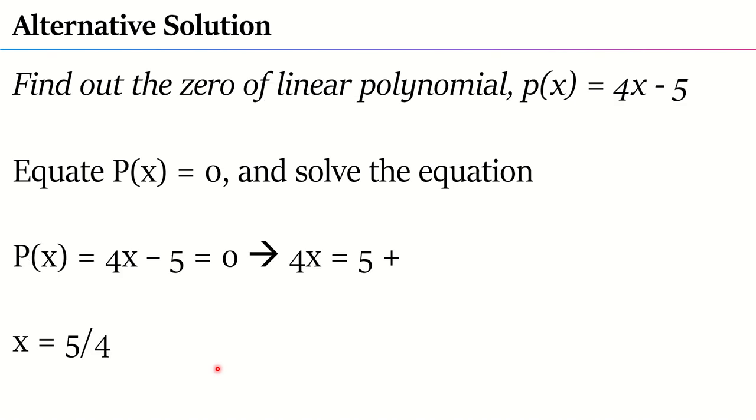So we'll try to solve the same problem in this alternative solution. Zero of p of x is equal to 4x minus 5. So I'm going to equate this to 0. 4x minus 5 is equal to 0. Putting the 5 on the other side, it becomes 4x is equal to 5. And solving for x, we get x is equal to 5 by 4. The same answer we got in the previous method, the formula method.